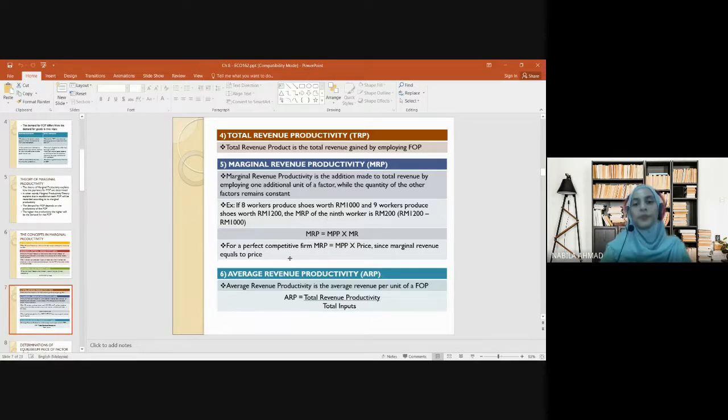Okay. And then kalau kita nak cari untuk perfect competition, MRP adalah MPP darab price atau darab marginal revenue. And then we have average revenue productivity. It is total revenue productivity divided by total inputs. Contoh, kalau kita nak cari untuk labor, total revenue product bahagi dengan labor. Dia macam average revenue. Okay.